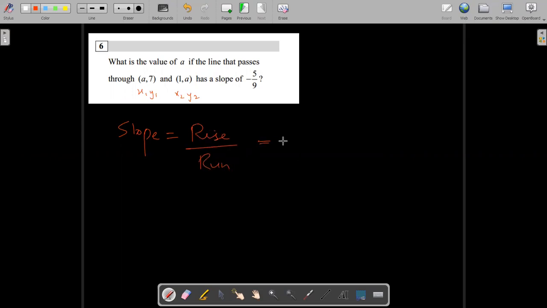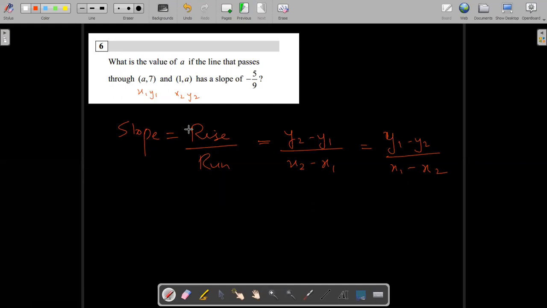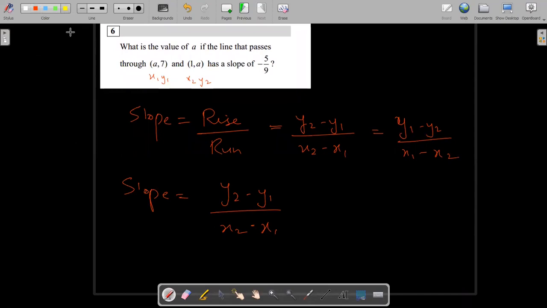Rise over run. And rise is actually change in the y coordinates. So we'll say y2 minus y1 divided by x2 minus x1. It is same as y1 minus y2 divided by x1 minus x2. So we can take any form. And we know that x1 is a, y1 is 7, x2 is 1, y2 is a, so we can plug in the values. So we can say slope is equal to, let us take this one, y2 minus y1 divided by x2 minus x1. And we know that slope is -5 or 9. We can plug in -5 or 9 here.